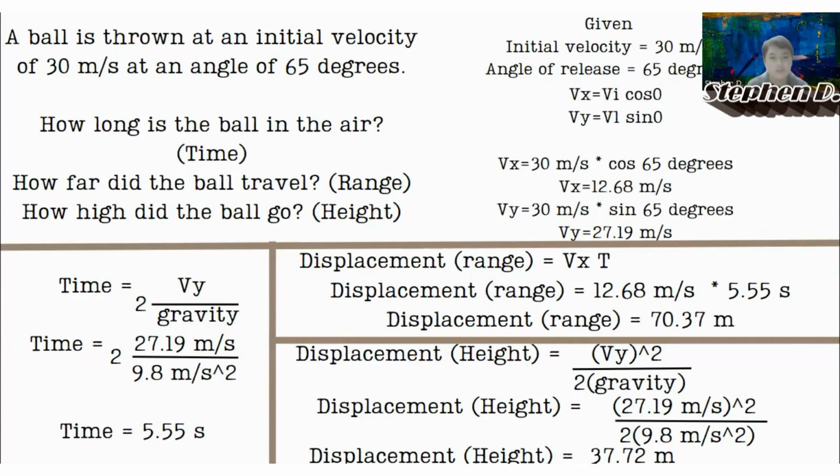Next is, how far did the ball travel? To talk about how far, that means it's the range, because it's a displacement from one point to another, to the end point. The formula for this is v sub x times the time. Just substitute our values there, which are v sub x is 12.68 meters per second times the time, which is 5.55 seconds. So we get 70.37 meters. Since we canceled seconds, we're left with meters. And our answer is 70.37 meters.